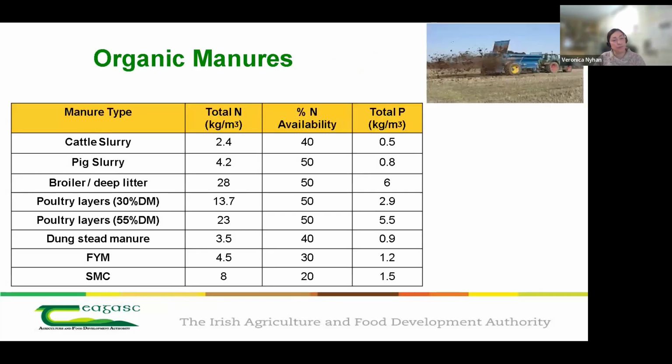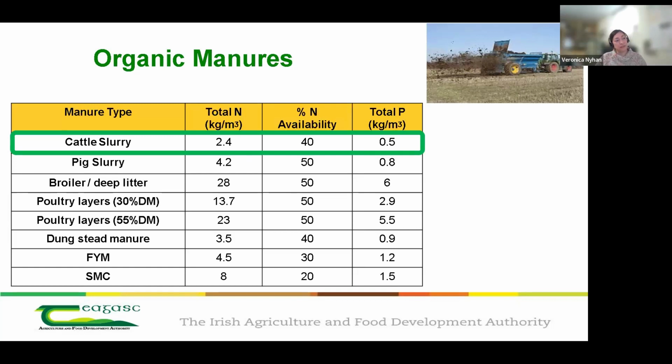So I'm going to start with just putting up this table here. This is taken from the nitrates directive, and it is the nutrient content of all the different manures, their total nitrogen content, their percent nitrogen availability, and finally their total phosphorus. The two I just want to highlight before I continue are, first, cattle slurry. These figures are based on a survey that was done in 2013 for beef and dairy enterprises, and that figure has actually changed since 2022, when it was at 5 kgs per ton of total nitrogen at 40% availability and 0.8 of phosphorus.